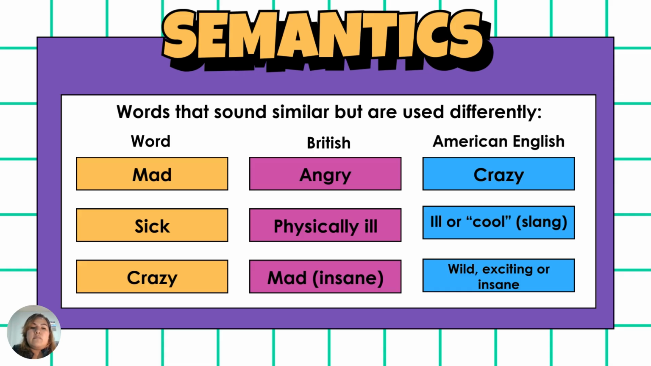Words like mad: in British it's more usually angry, and in American, crazy. Words like sick: in British we use it for physically ill, in American, ill or cool. Words like crazy: in British, mad or insane; in American, wild, exciting or insane.